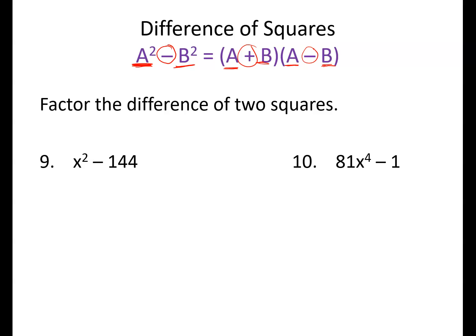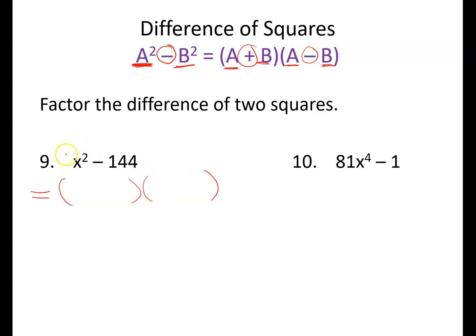So x squared, yes, is a perfect square. 144, yes, is a perfect square. We didn't make our list that long a moment ago, but 12 squared is 144, so it is. They're both perfect squares and they have a minus sign. So we're going to factor it by making two sets of parentheses, kind of like we did with the trinomials.